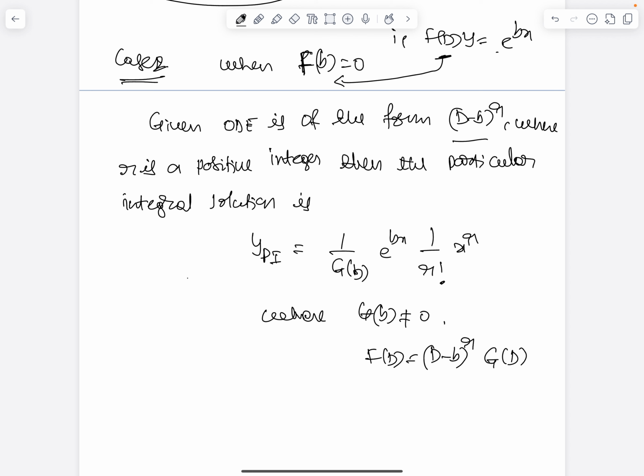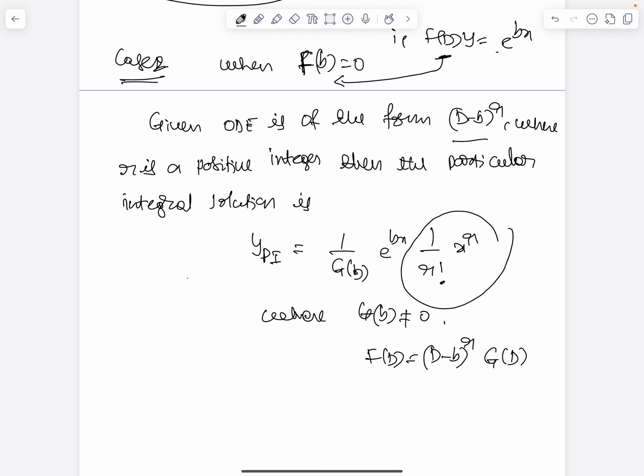is equal to 1 by g of b, where g of b is non-zero, a new function which is a splitting form of the given differential equation, and e power bx, and 1 by r factorial into x power r. So this is the adjustment you are making here. If there is no repetition, let's say 1 by (d minus 3) into (d minus 2), each was appearing only one time.